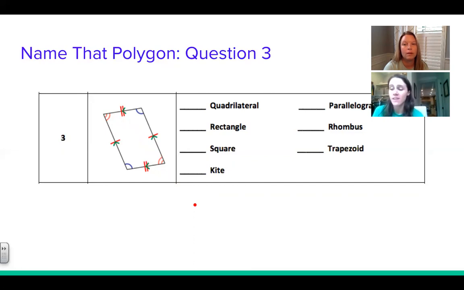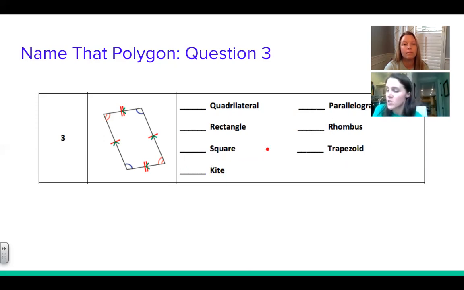All right. Number 3 is a quadrilateral because it has 4 sides and 4 angles. So most of these shapes will probably fit that attribute or name. And then it's not a rectangle because there's no 90-degree angles, not a square because there's no 90-degree angles. It is not a kite because it has to have 2 pairs of adjacent congruent sides, and it does not.